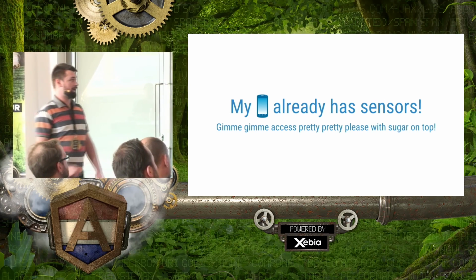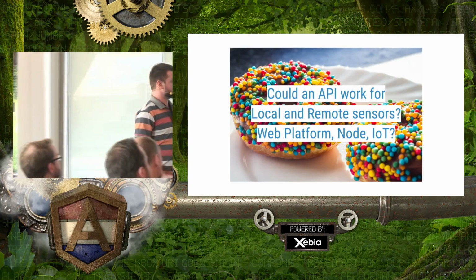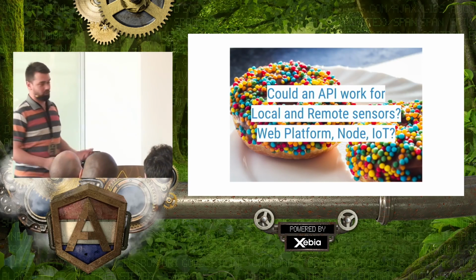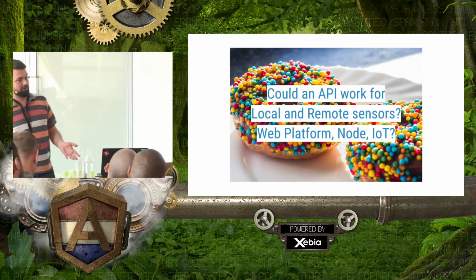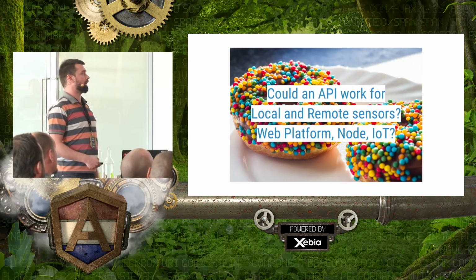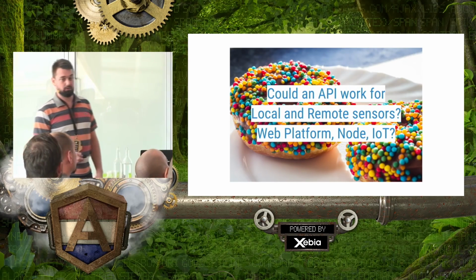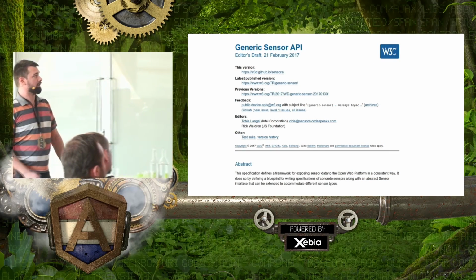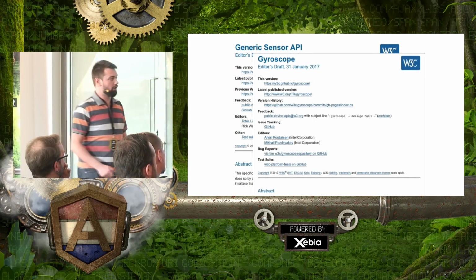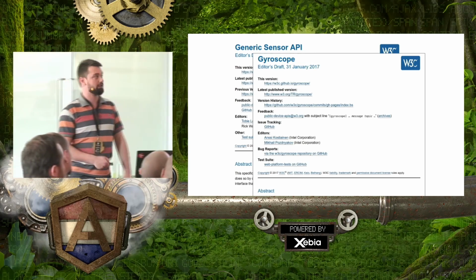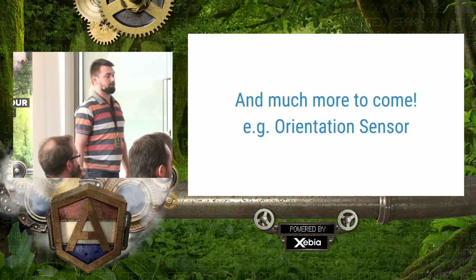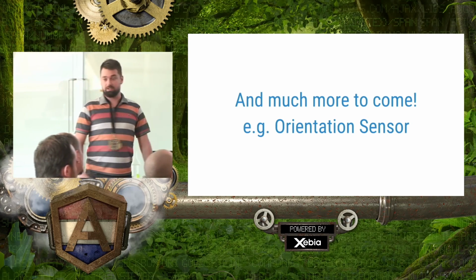As I said, my phone already has that. So we've been looking at creating an API that allows you to connect to your local sensors, like on your phone, your computer, your laptop, or remote ones, like in a Bluetooth device. So we have the generic sensor API. And there are a lot of other APIs for the specific sensors, like gyroscope, magnetometer, accelerometer, ambient light sensors, and much more. We even have orientation sensors now.